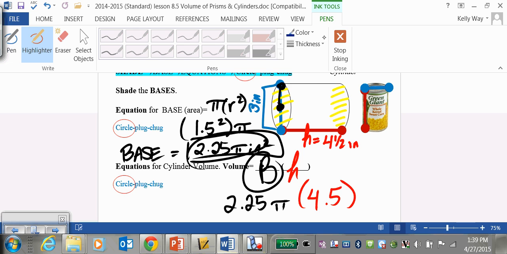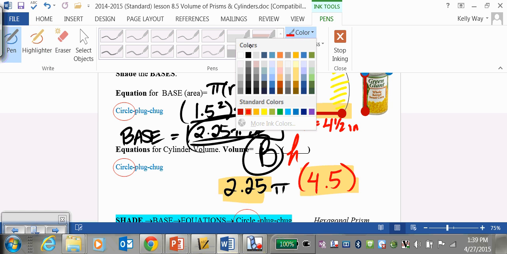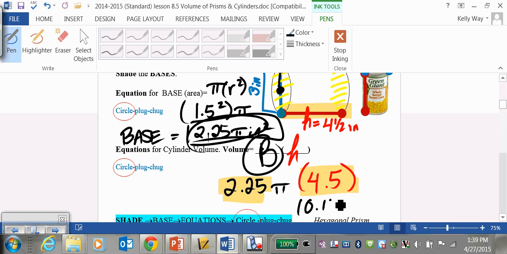Now, if you leave this in pi form, it's a lot easier. So all you need to do is multiply 2.25 times 4.5. Do this now, please. Because that's your height, my dear. That's height. Okay, watch. Height is the distance between the bases. Alrighty, and that is, if I remember, 10.125 pi inches cubed, and label it. There's your volume.